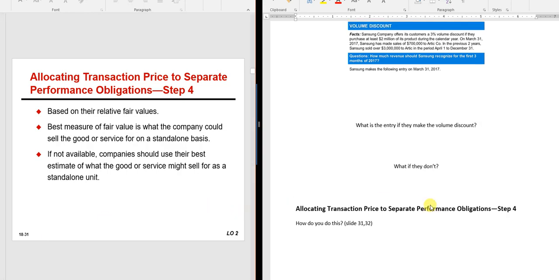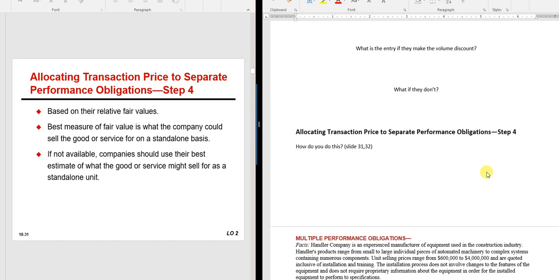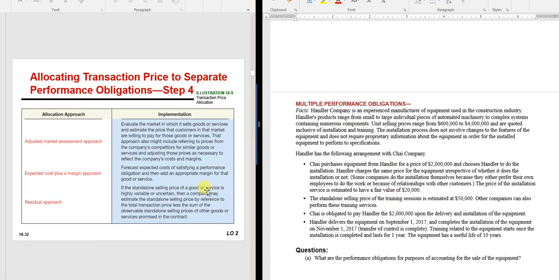Next one, step 4. So please go back and look at your steps on your handout. You've got it in front of you, so that's going to be easier than me scrolling back up. Notice how we're now down to step 4, and think about the different things you've had in steps 1, 2, and 3. This is no different than we've done over and over again. We do it proportionally based on their fair values. The best measure of fair value is what the company could have sold the goods for on a standalone basis. And if you can't have it, you guess, but make a good guess on it. Okay? So we're going to do that one here.